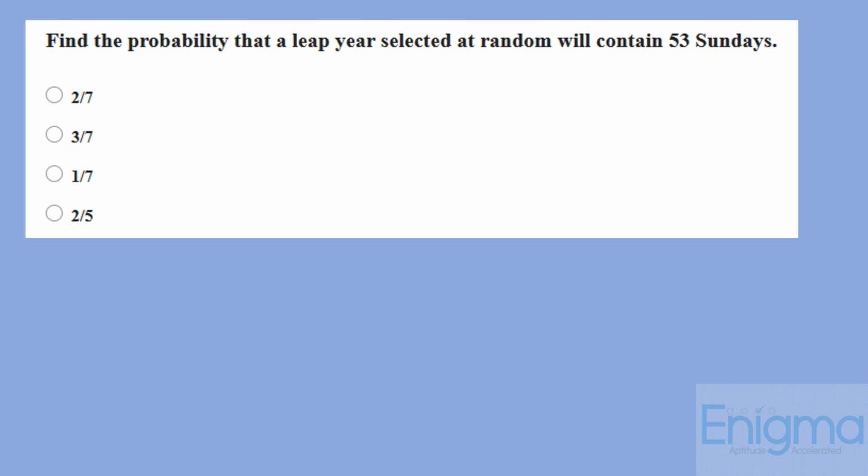Find the probability that a leap year selected at random will contain 53 Sundays. Now, a leap year has 366 days. That means it has 52 full weeks and 2 extra days. Now, 52 weeks means 52 Sundays are there for sure. And depending on these 2 extra days, we will have 53 Sundays or not.